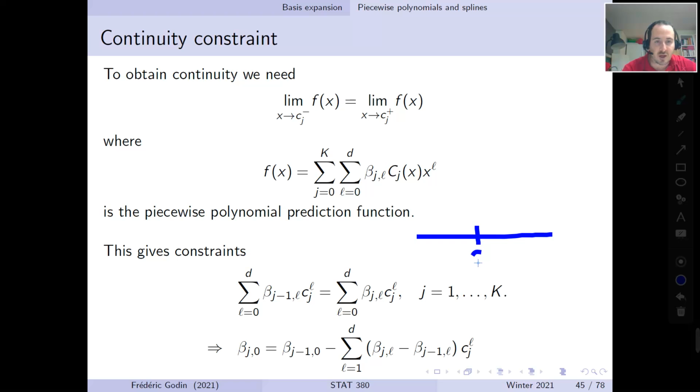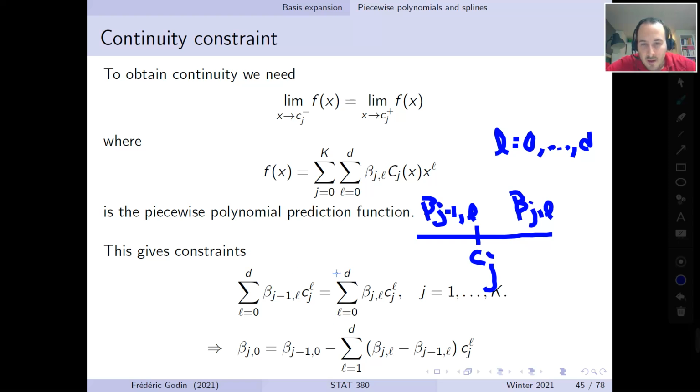Then if you have Cj, on the left side, coefficients of the polynomial are b j minus 1 l, and on this side the coefficients of the polynomial are bj l, for l goes from 0 to d. Okay, so this is the constraint we must have. So we have to choose the betas so that they meet this constraint.